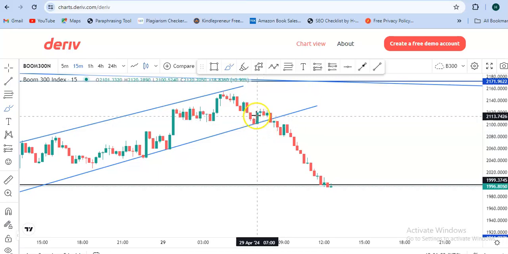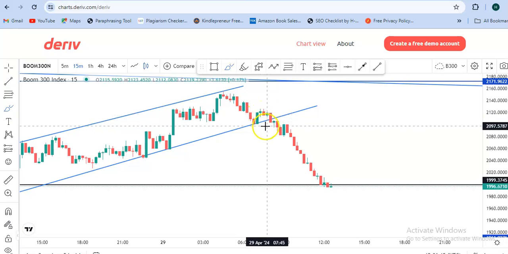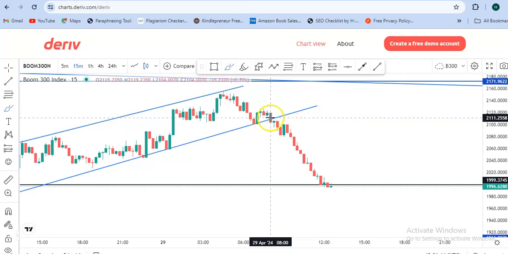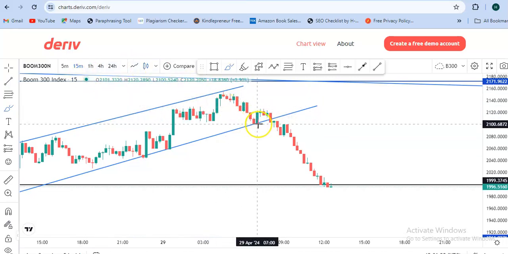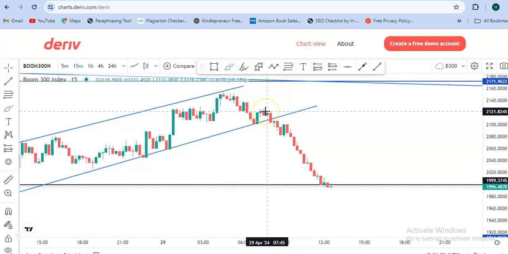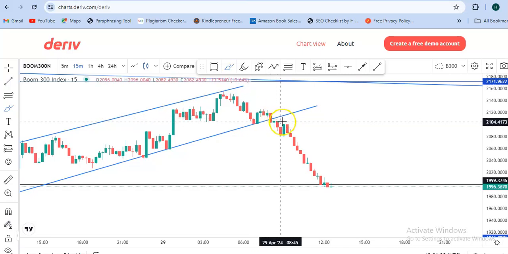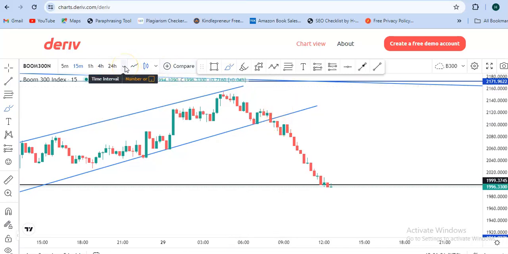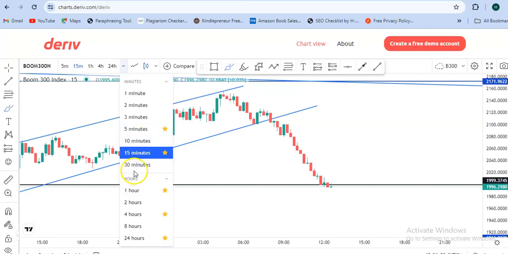After the market formed this bullish candlestick right here, we have these short candlesticks. Then the next candlestick was a bearish candlestick. So this bearish candlestick combined with this short candlestick, if you go to maybe the 30 minutes time frame, you notice that it will be a bullish candlestick and a small bodied bearish candlestick, which signaled a possible sale. You understand? So let's go to the 30 minutes time frame so that we confirm it.